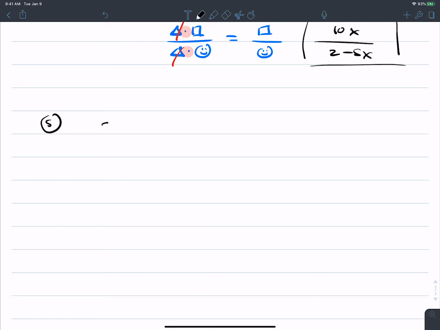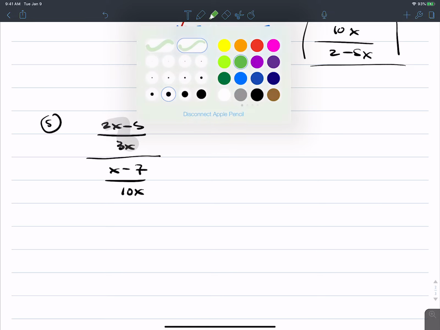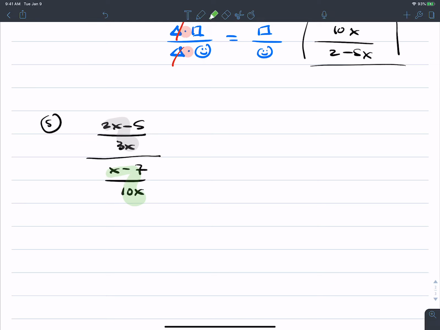Number 5, 2x minus 5 divided by 3x over x minus 7 divided by 10x. First fraction in the numerator, second fraction in the denominator. You have division. Notice there's no work to do in terms of adding or subtracting in the numerator or the denominator. All you have to do in this case is rewrite your fraction, or the division here.